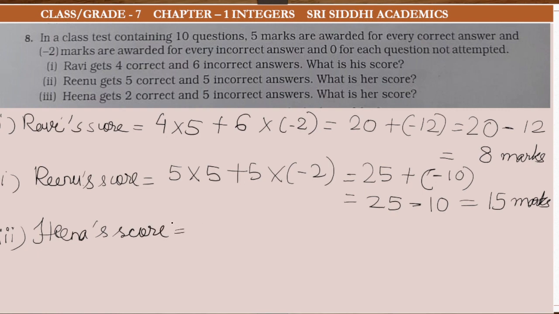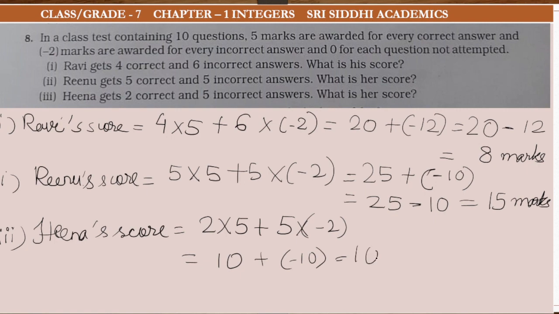Hina's score is 2 correct, so 2 into 5, plus 5 incorrect, so 5 into minus 2 within brackets. So 2 5s are 10 and plus minus 10 within bracket. So different signs inside and outside bracket. So different signs means minus in the end, if you remove the bracket, it will come minus 10. So it will be 0 marks. She has scored 0 marks in all.